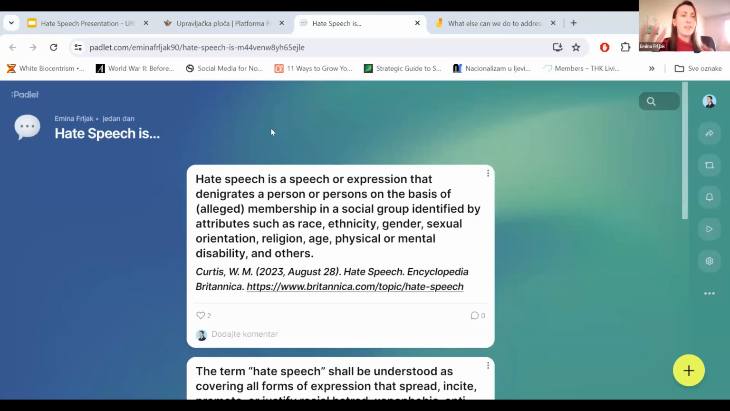Please imagine this as a wall on social media where you can read certain comments and involve yourself in the conversation if you want. You can either like or comment on this, or if you want, even give your own definition here, write it down and say this is hate speech for me. This is just a conversation between us, and let's imagine it as a social media platform where we exchange as well.